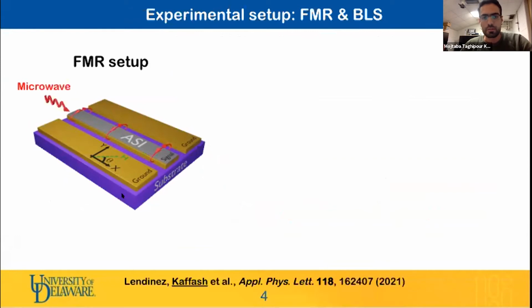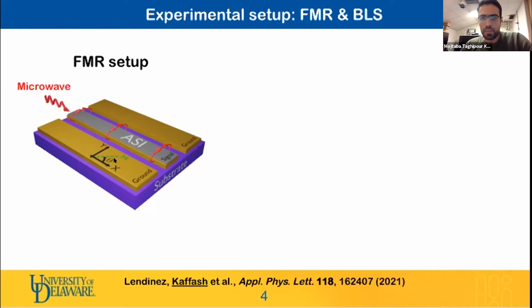In the FMR setup, as you can see here, we fabricated a coplanar waveguide shown in yellow on top of the silicon substrate. And then we fabricate artificial spin ice on top of a signal line of the coplanar waveguide, which is shown in gray. Then we pass the microwave current that generates an oscillating field along the y-axis or perpendicular to the signal line, which is shown with these red arrows. And we measure the transmitted signal using a vector network analyzer. To vary the inter-element interaction, we apply an in-plane biased magnetic field H, which is shown here.